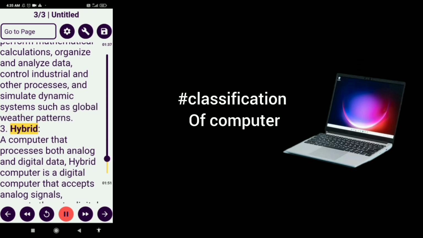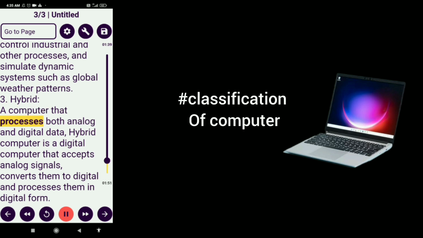3. Hybrid. A computer that processes both analog and digital data. A hybrid computer is a digital computer that accepts analog signals, converts them to digital and processes them in digital form.